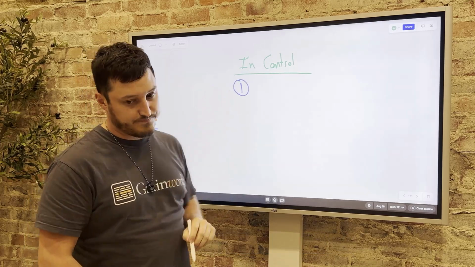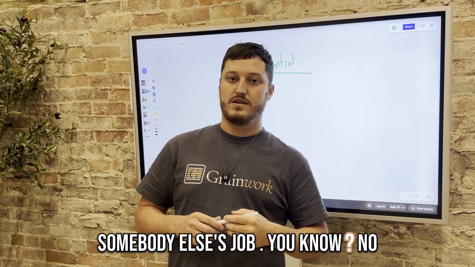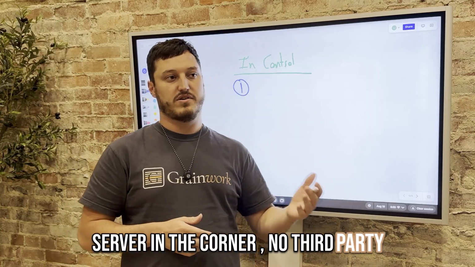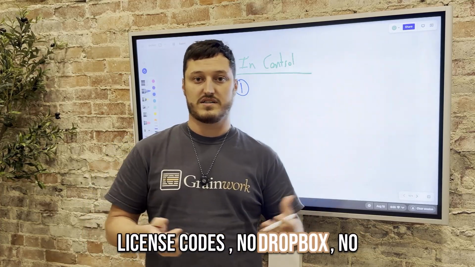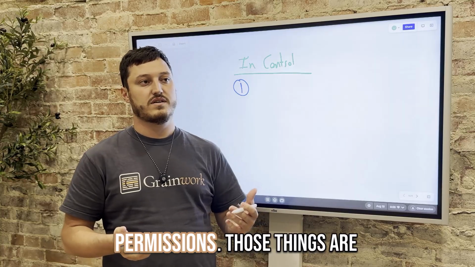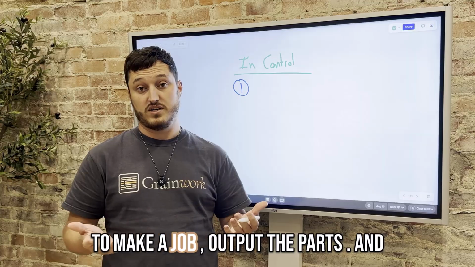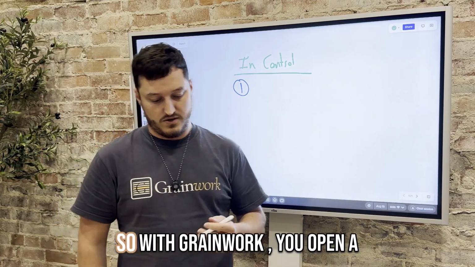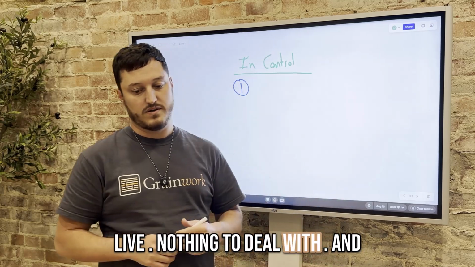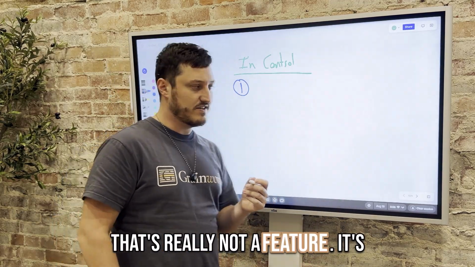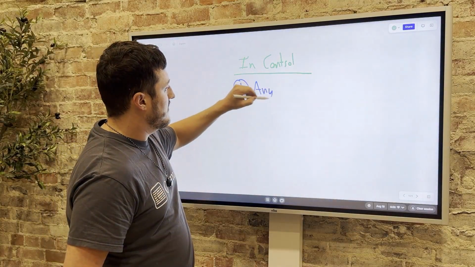So number one, running your software shouldn't be somebody else's job. No server in the corner, no third-party IT company, no Windows install, no license codes, no Dropbox, no Google Drive, no folder permissions. Those are things we shouldn't have to deal with when we just want to make a job, output the parts. And so with Grainwork, you open a browser, you go to the job, and it's live. Nothing to deal with. And that's really not a feature. It's more just what you would expect from modern software. So this one I'm going to call Anywhere.